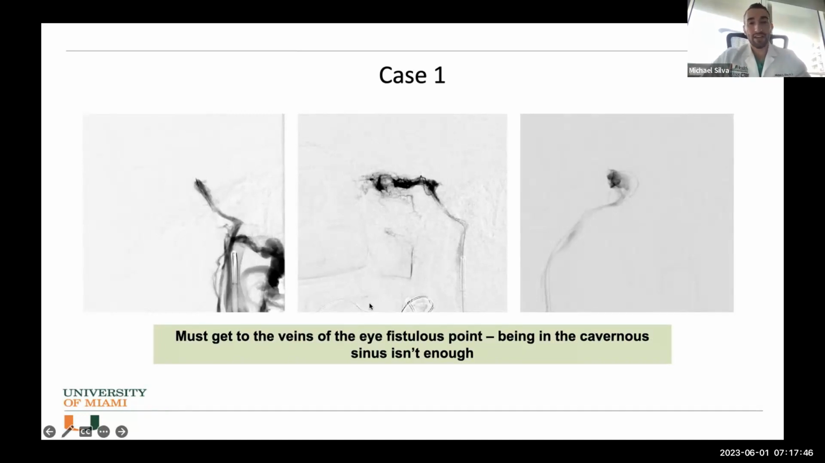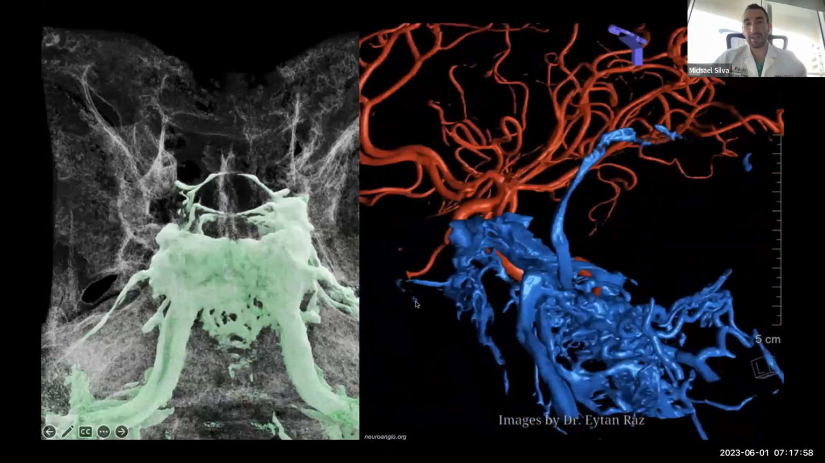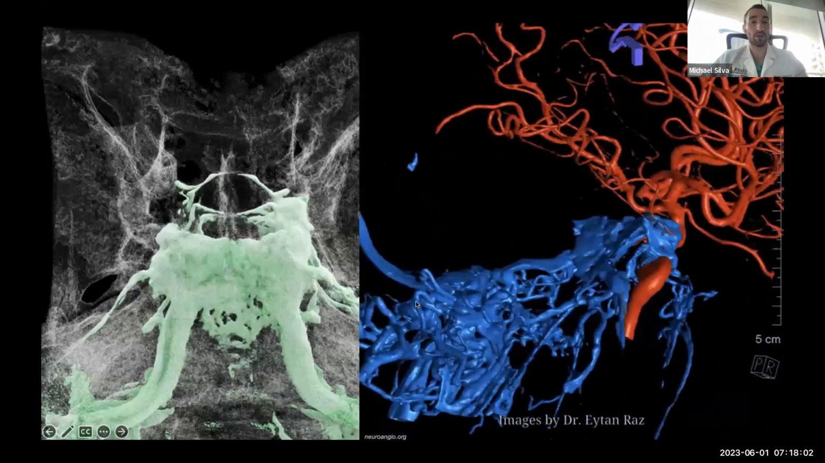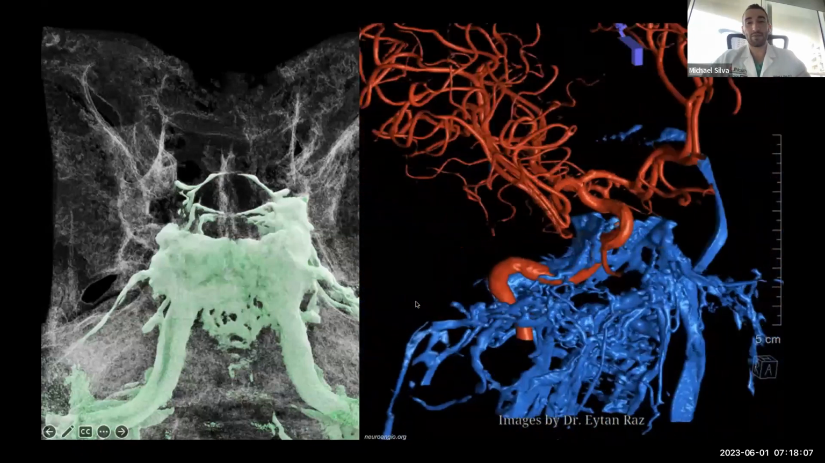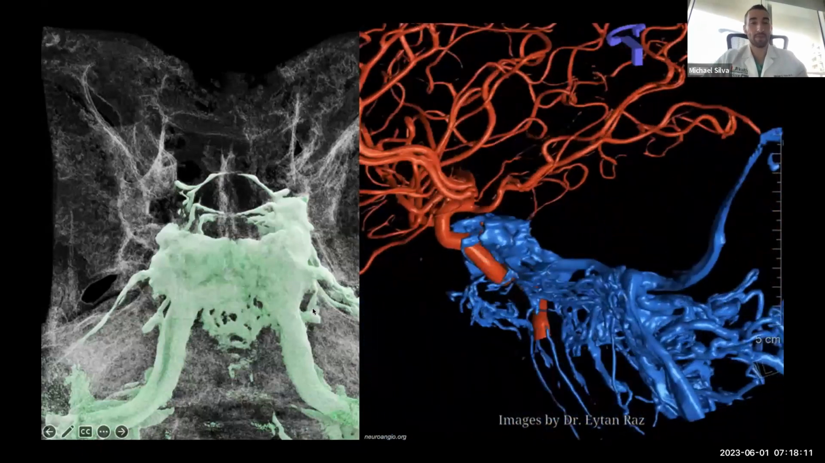So here we got into the cavernous sinus, but couldn't quite get to where we needed to go. And you may think, well, the hard part seems to be getting into the cavernous sinus. And in those schematics, sometimes it looks like a nice blue oval, but in reality, this is what the cavernous sinus looks like. Trabeculated, tons of septations, often very difficult to traverse and get to the place in the cavernous sinus where you need to go. So this is a common issue. And in this case, it was unsuccessful.